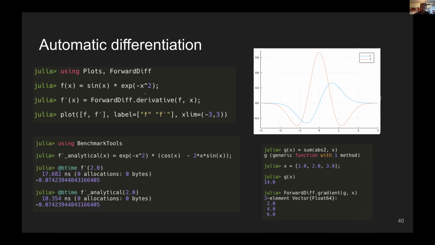And we can, for example, benchmark it. So the analytical version of this function is given here. And then I compare the automatic differentiation version and the analytical version. And you can see here that they're pretty much the same speed. So I didn't gain anything by defining the analytical version. I could just use ForwardDiff here, and it gives pretty much the same performance.